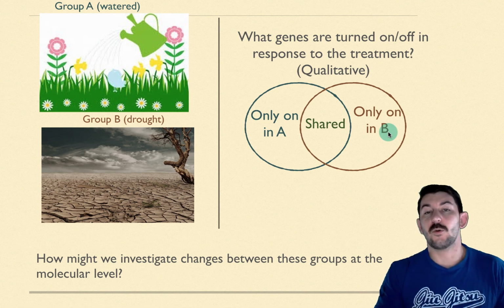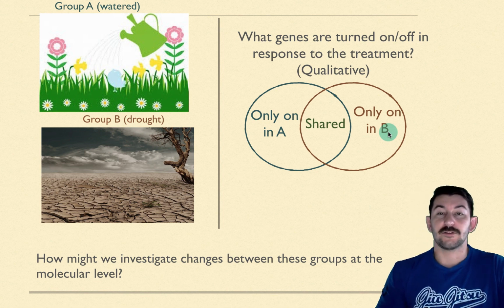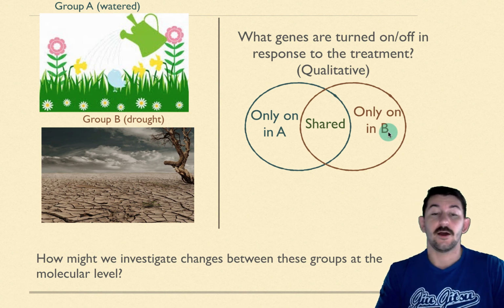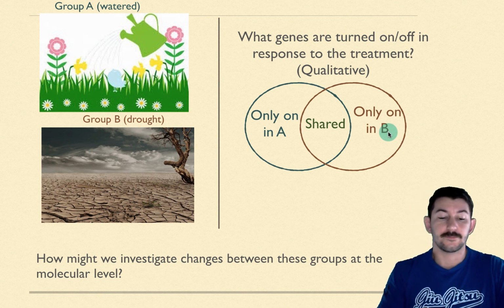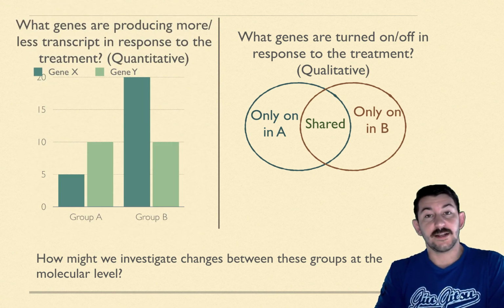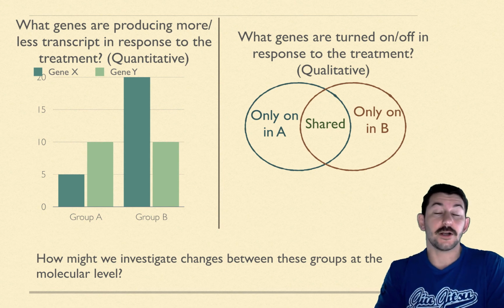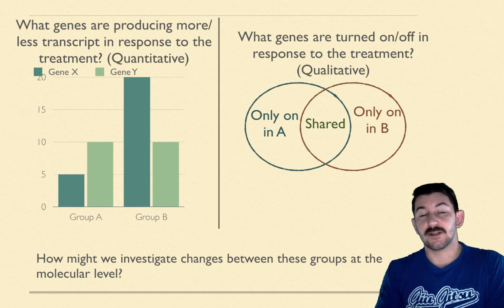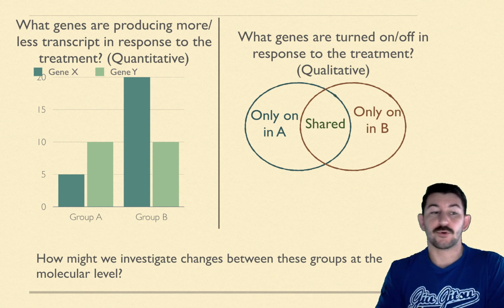This is what I would call a qualitative comparison. We're not looking at how on the genes are. We're just looking at a binary. Are they on or are they off? Conversely, we could look at them quantitatively as well. You could have genes that are on in both treatments, but they might be on more in one treatment. In other words, expressed at a higher level, or differentially expressed.